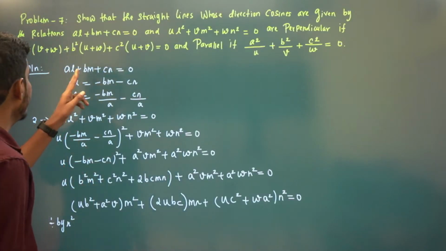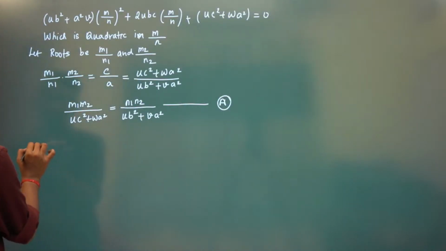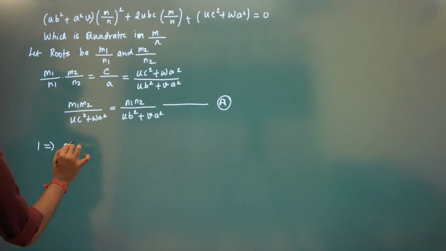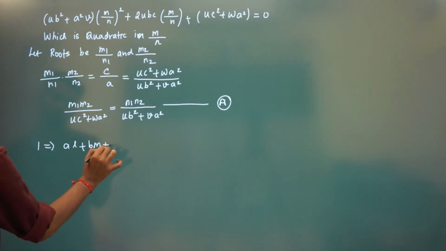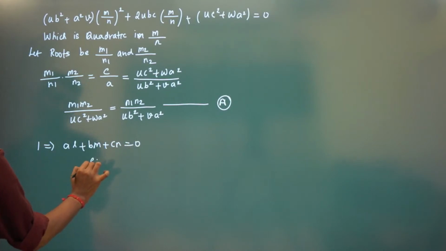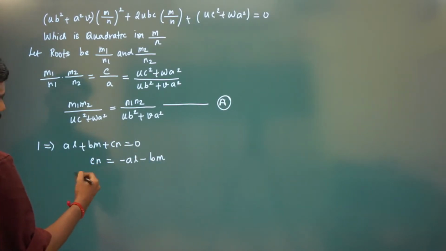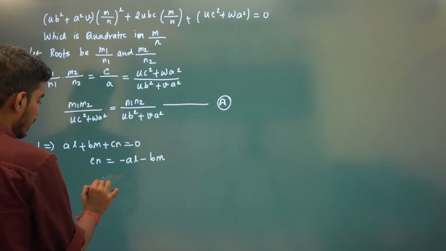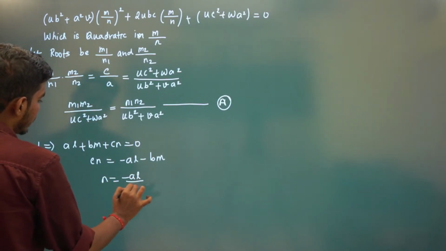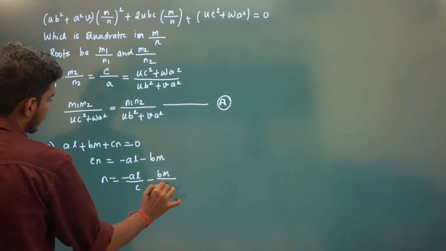Now what we will do, we will write n in terms of l. So from 1 we have al plus bm plus cn is equal to 0. So we have cn is equal to minus al minus bm. This is how you have to do it in the exam, very fast. So n is equal to minus al by c minus bm by c.